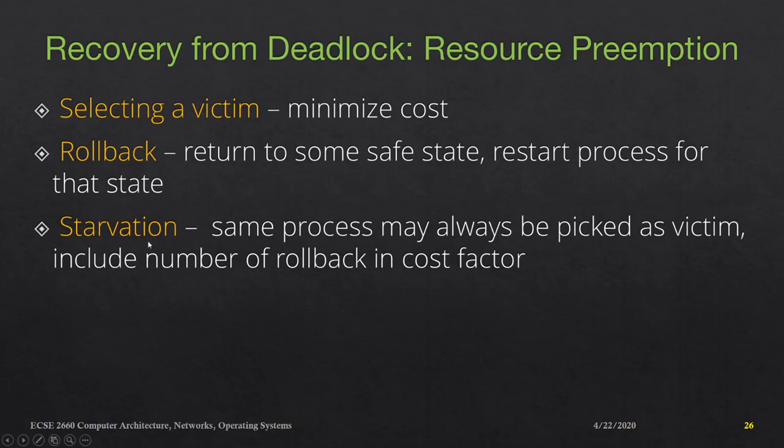The third way is starvation. Starvation will happen if a process is never able to complete. The same process may always be picked as a victim, and that will ensure that we will never be able to make progress on that victim. If there is a particular process based on our criteria to establish minimum cost, and we keep selecting the same process again and again, then that process will never be able to complete. So that will lead to process starvation.